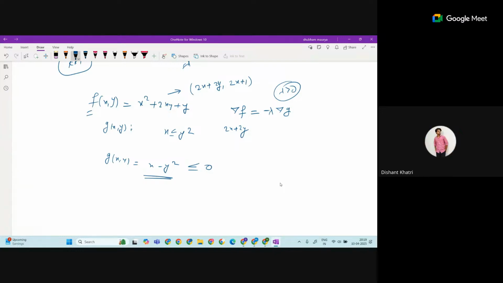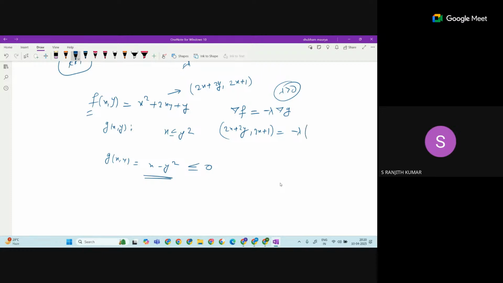We don't have to find the Lagrangian. Find the Lagrangian means finding this multiplier. Okay, let me try it. So this is 2x plus 1. Why are we giving a minus sign to this lambda?